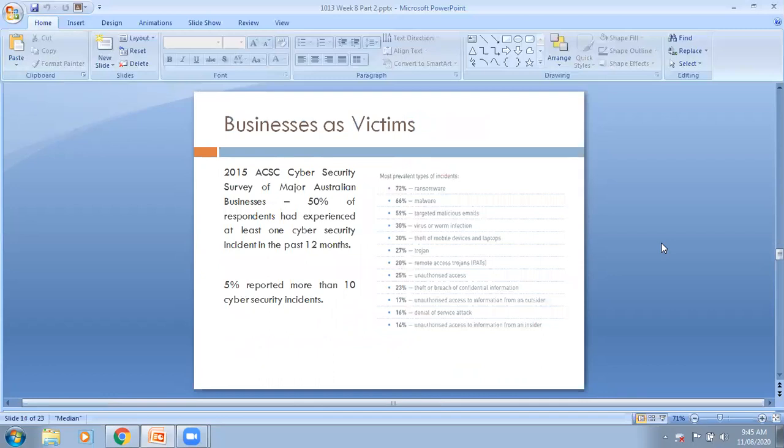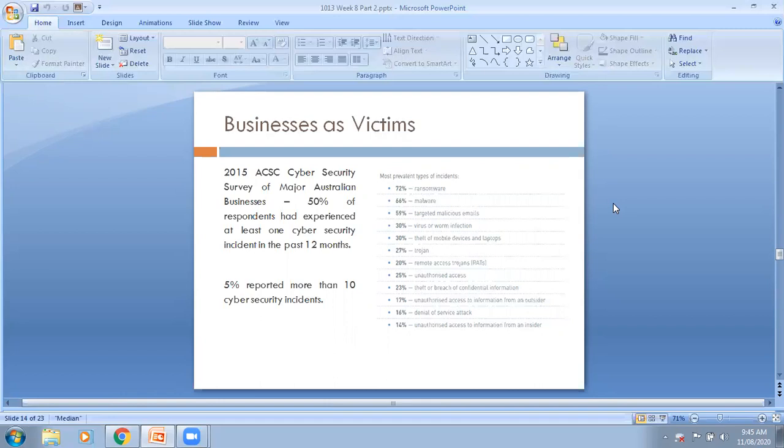So this shows the different types of incidents, the most prevalent types. Ransomware is really starting to move up. This was 5 years ago, so that figure has probably gone up. This is where a hacker will come in and lock or encrypt your files, and you can't access them unless you pay a ransom. A lot of people will choose to pay the ransom because they can't be offline for that long. It's going to kill their business.